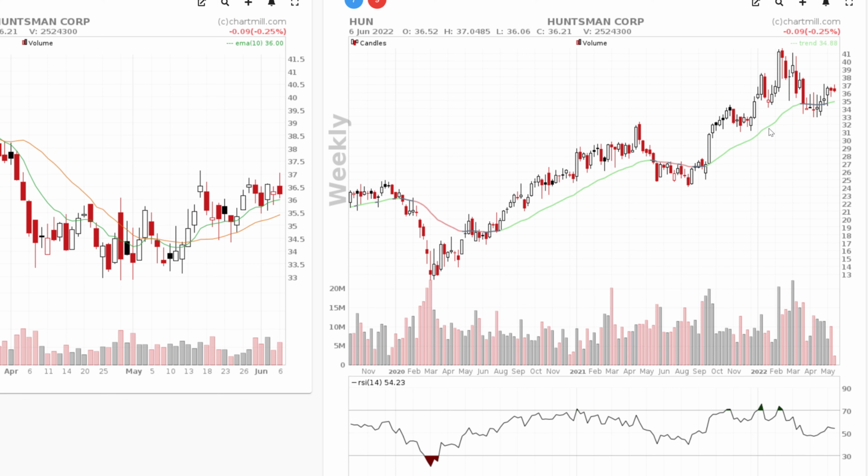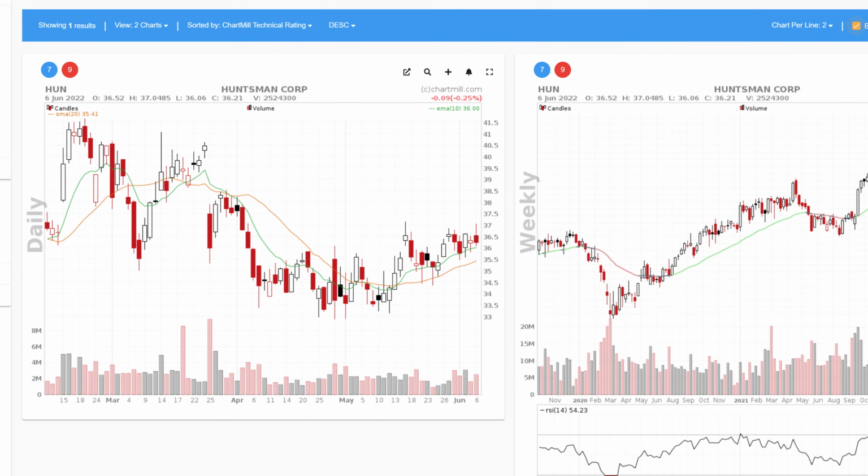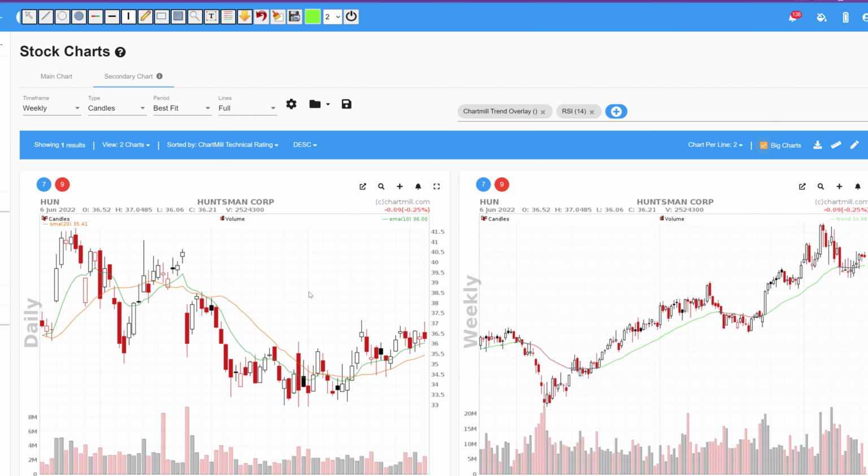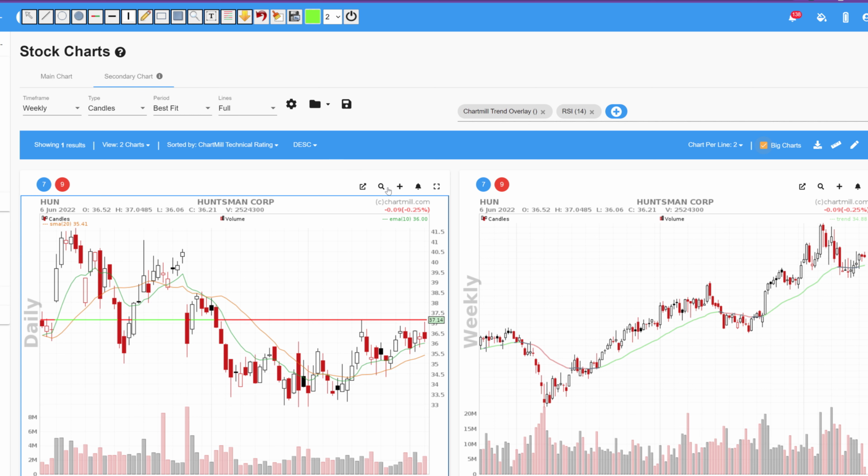So the ChartMill trend overlay, the long-term trend was positive. There was a slight pullback and the trend changed to neutral. And now the last 2 weeks, it again changed to positive. On the daily chart, the trend is rather sideways and there is resistance at, let's have a look. The high of this candle is 37.13 and we have support below around 32.85.